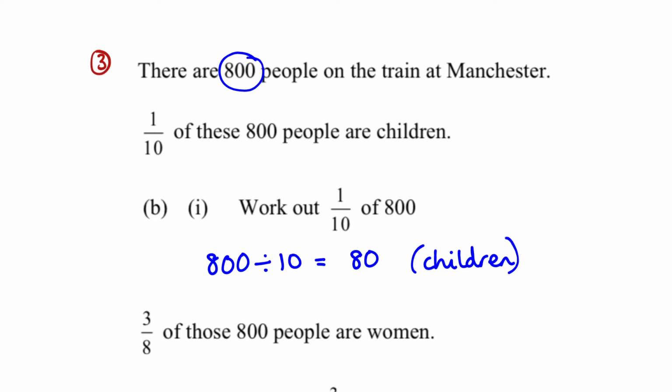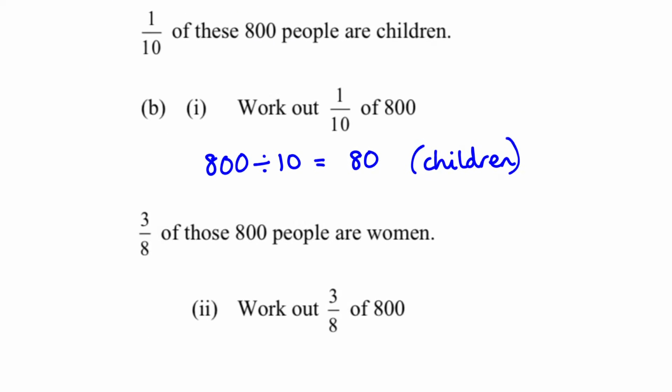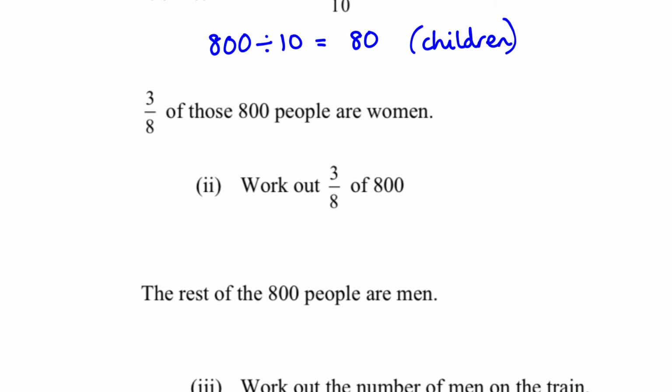80 children. Okay? Then we're told that 3/8 of those 800 people are women. So 3/8 of 800 are women, and that's what we've got to find next. 3/8, work out 3/8 of 800.